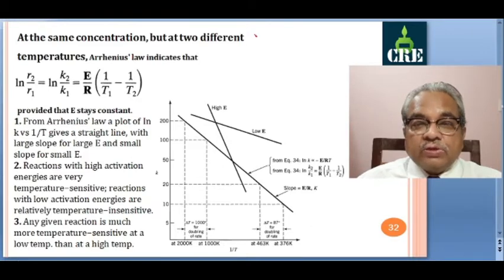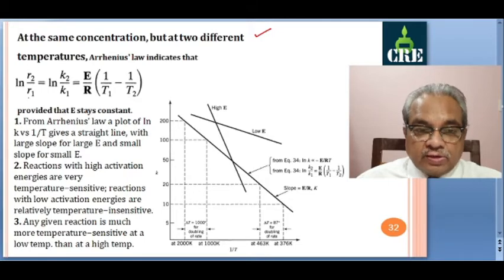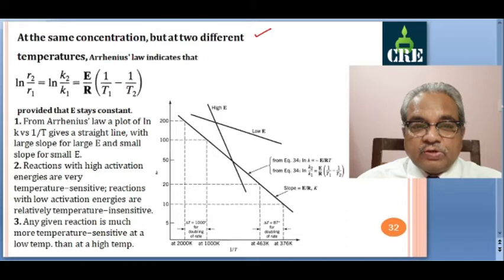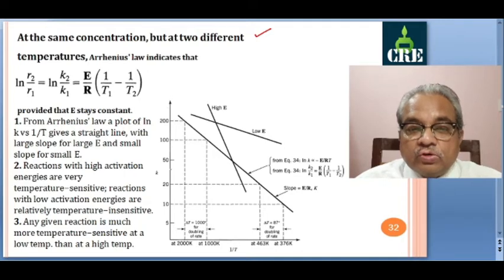At same concentrations but two different temperatures, if I write the ratio of the rates, ln of R2 by R1 will be equal to ln of K2 by K1. So K1 is at temperature T1, K2 is rate constant at temperature T2, R1 is rate at temperature T1, R2 is rate at temperature T2, and that is equal to E by R into 1 by T1 minus 1 by T2.